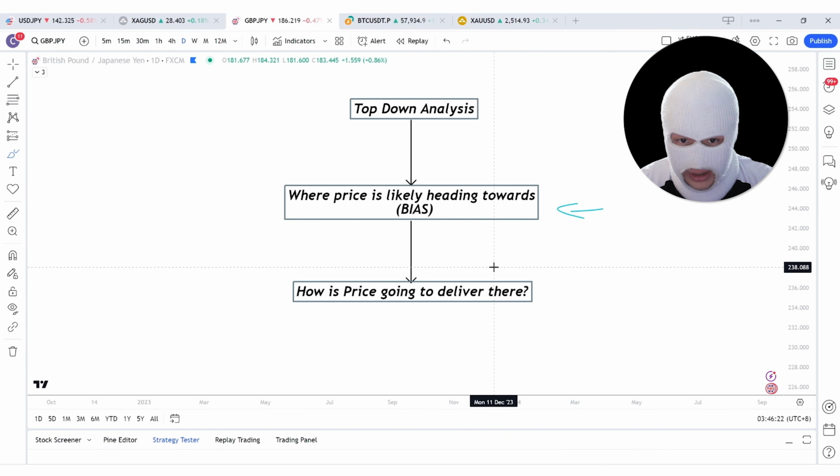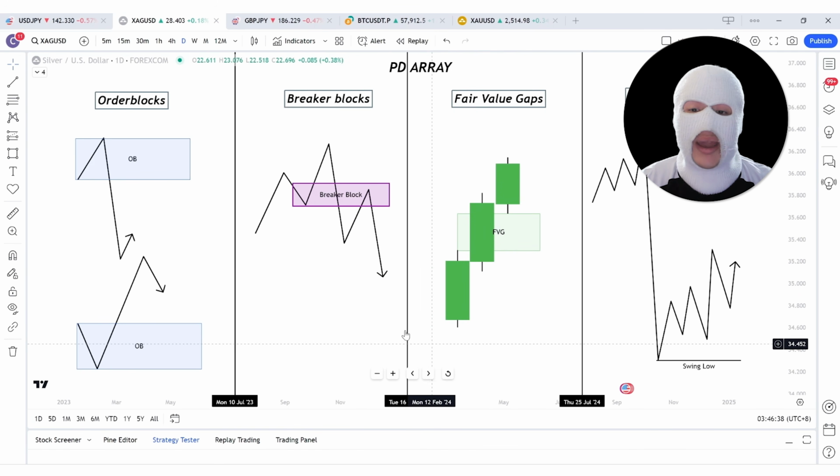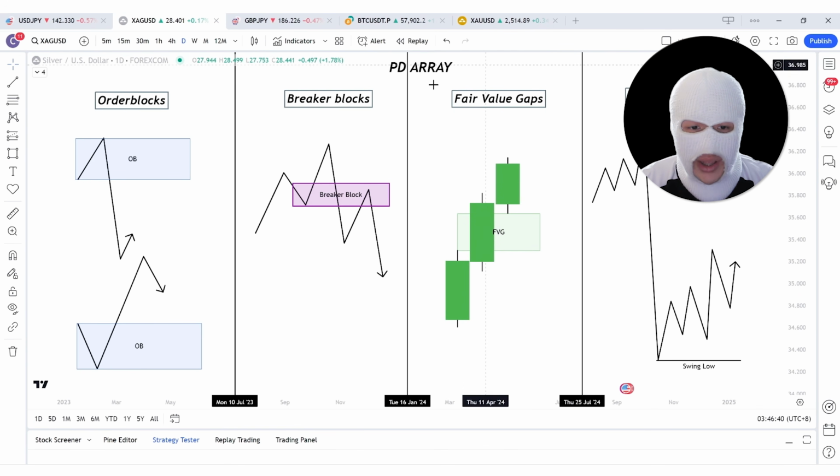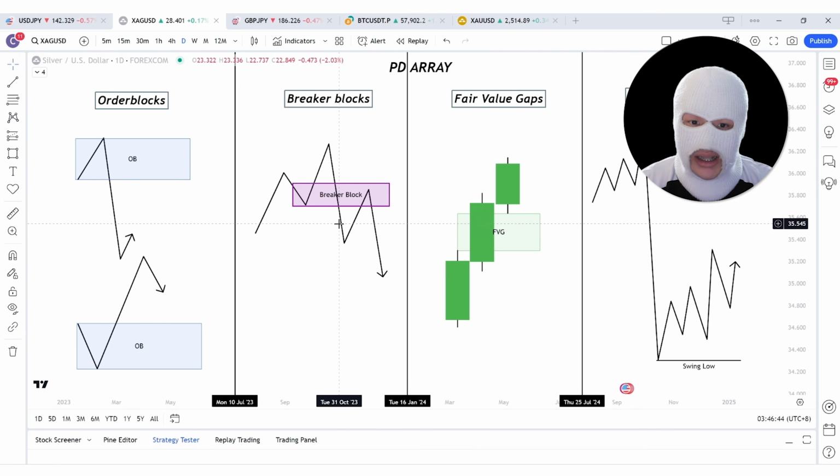Before going any further, let's dive into what a bias is. I've been saying it multiple times already, so pay close attention. Most people confuse it to be general movement in price, but it's not. It is a target. You see, in price, we have multiple PD arrays, or premium and discount arrays. Now, if you're new and you don't know what a PD array is, don't worry. I'll explain it a bit later on.